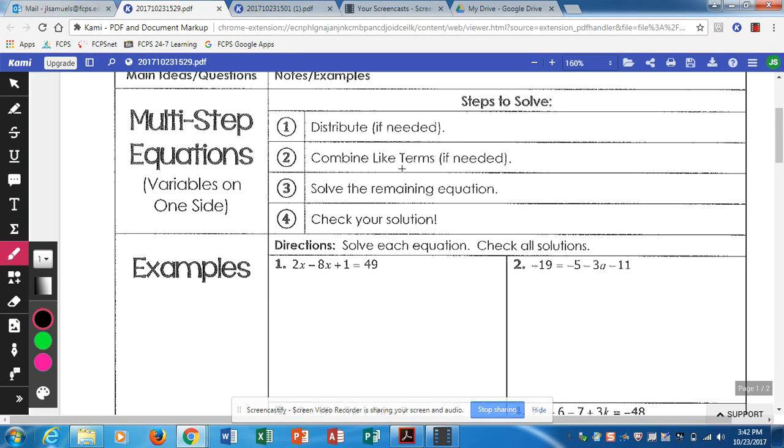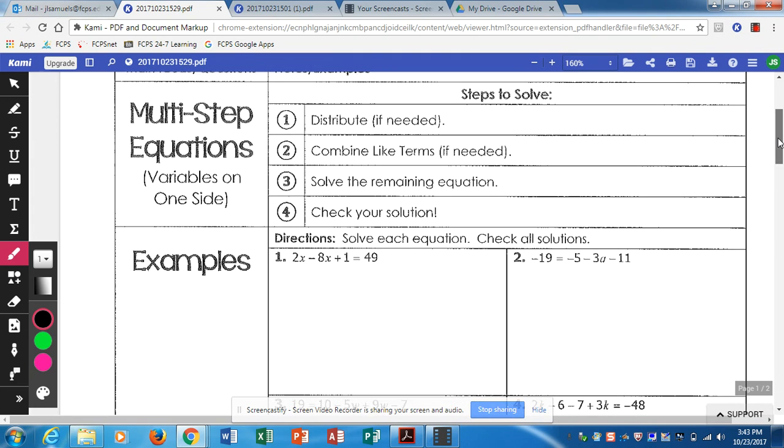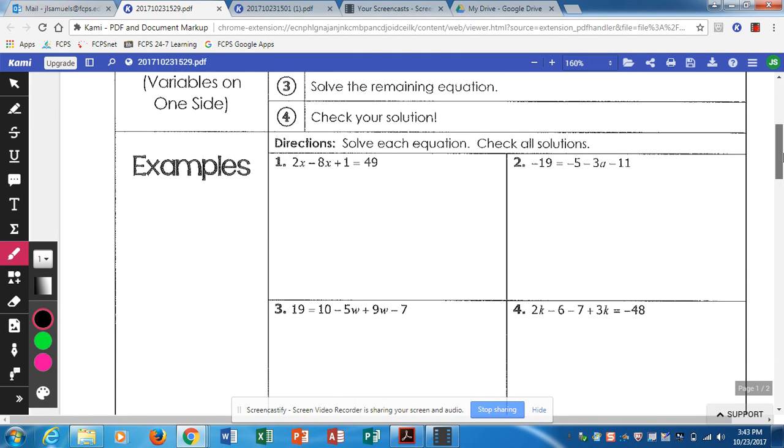You guys remember, we're combining only like terms. So variables with like variables, and constants with constants. Okay, so then once we combine all of our like terms, we solve the equation and we solve whatever's remaining. So it's a lot better to show you than to tell you. So let's go ahead and get started.